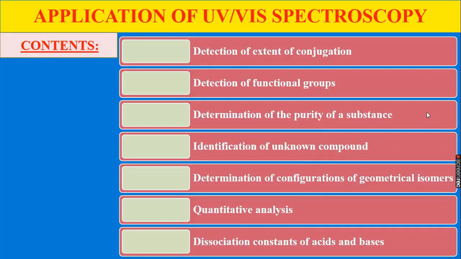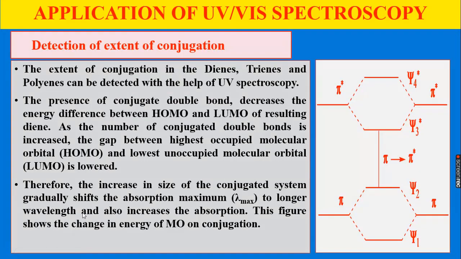In the first part, I will explain the application of UV visible spectroscopy under these headings: detection of extent of conjugation, detection of functional group, determination of purity of the substance, identification of unknown compound, determination of configuration of geometrical isomers, quantitative analysis, and at last, dissociation constant of acids and bases. First, how we can detect the extent of conjugation.